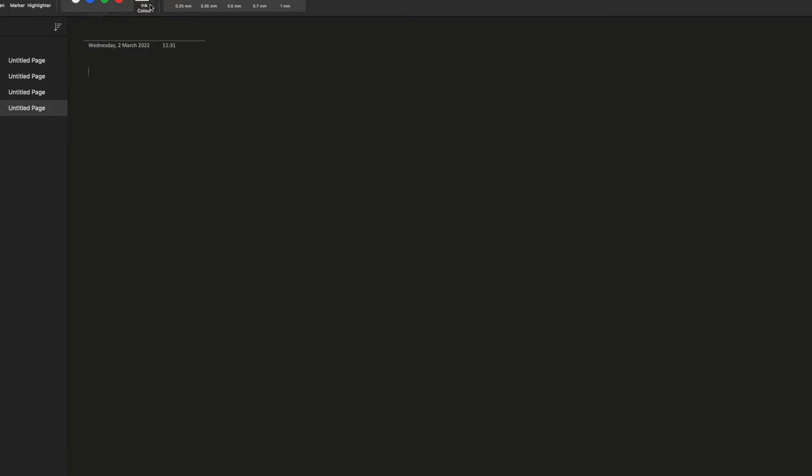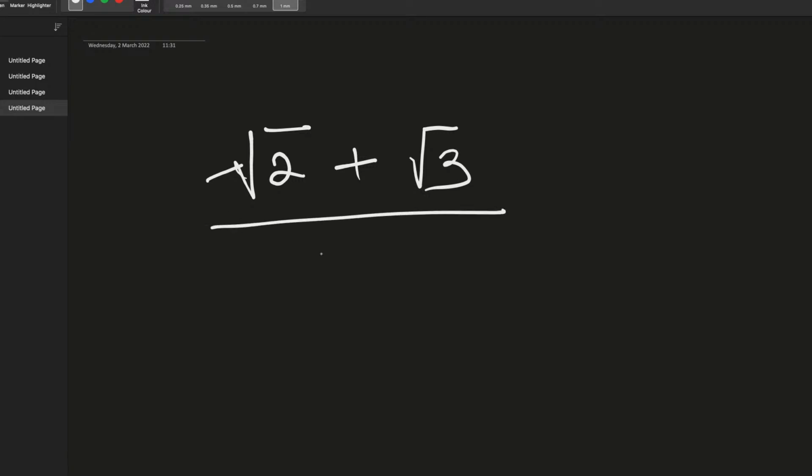Okay, so now, let's use a bigger one and we go for green. Okay, there. All right, so the question we have at our disposal says the square root of 2 plus square root of 3, all over square root of 5 plus square root of 3. Okay, so as we can see, we're supposed to rationalize.